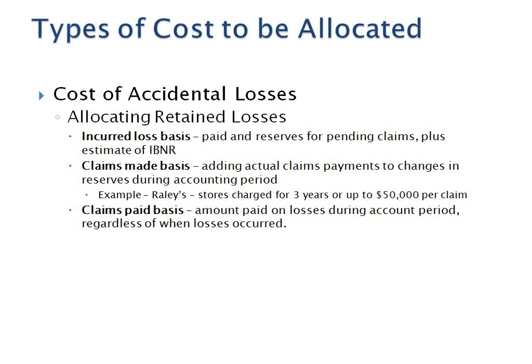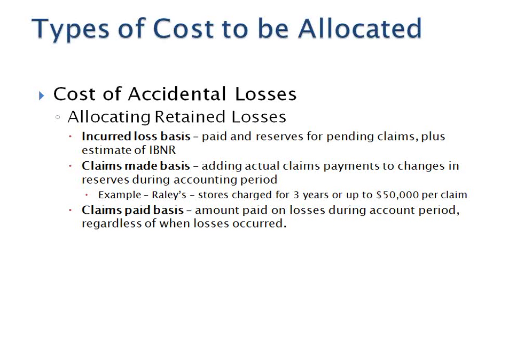On the claims made basis is the idea of adding actual claims payments to changes in reserves during the accounting period. So this is what I would say Raley's did. Over a period of time, if the claim started at $10,000, because it was claims made, or the actual claims payments made, they weren't necessarily charged for the reserves, but then it got changed again. They paid another $5,000 and then they paid another. So those departments were specifically charged for the actual cost made during each accounting period, up to the $50,000 amount.